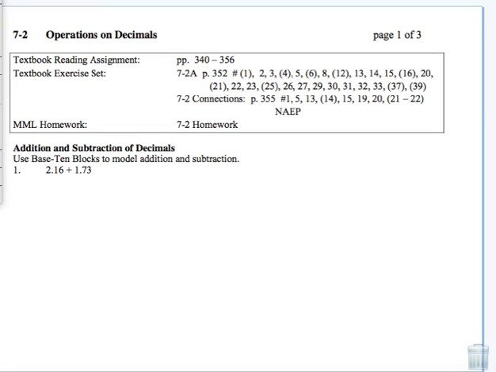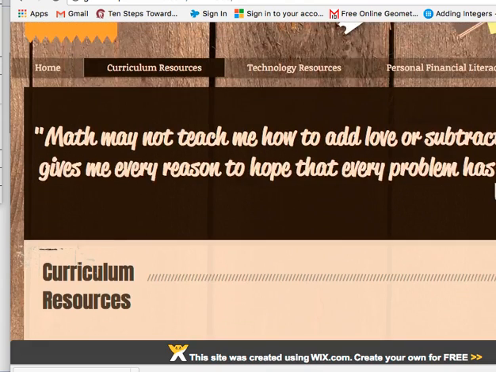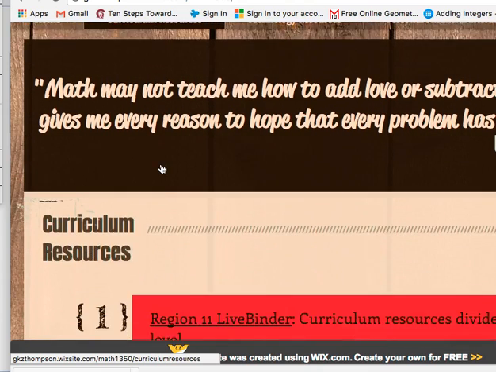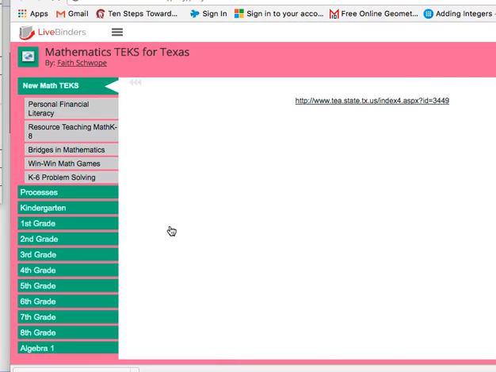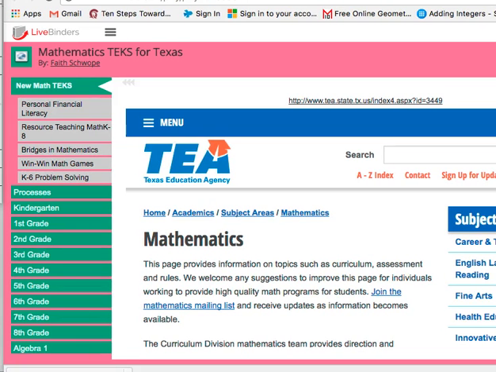Before we get started, I want to show you just a couple of resources online that you can use if you begin teaching decimals, even fractions, anything you start teaching, and if you're struggling on how to explain that to your students. So what I did online is I went to our class website of extra resources. I went to the middle tab, the curriculum resources, and I clicked on this Region 11 Live Binder. Region 11 is a service center in Texas. We live in Region 17, but Region 11 is really good about sharing their resources.